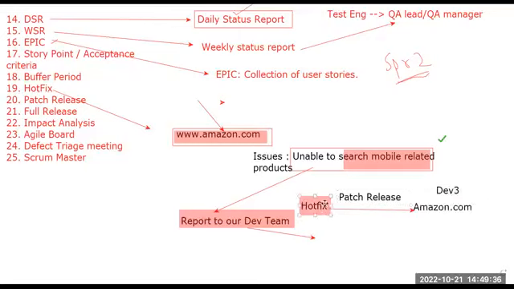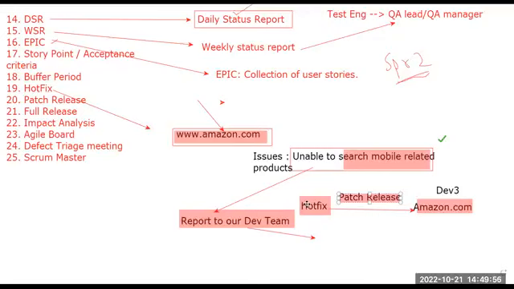After solving it, we are going to deploy the fixes into amazon.com, or we are going to release that particular feature into amazon.com. So that release process we are calling a patch release. It's like a partial release of the application. Partial release means we are just releasing these hotfixes.